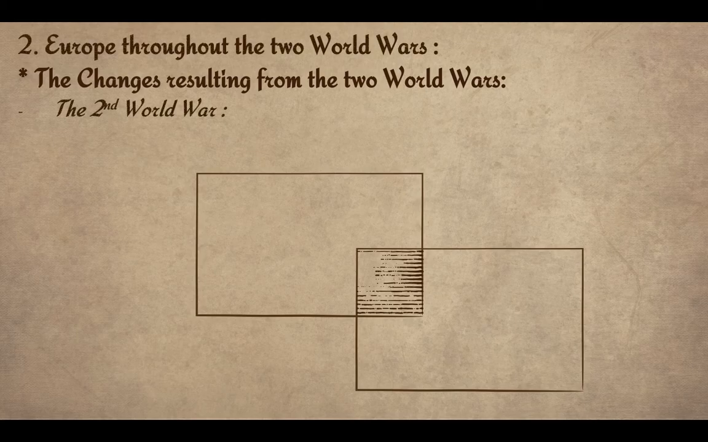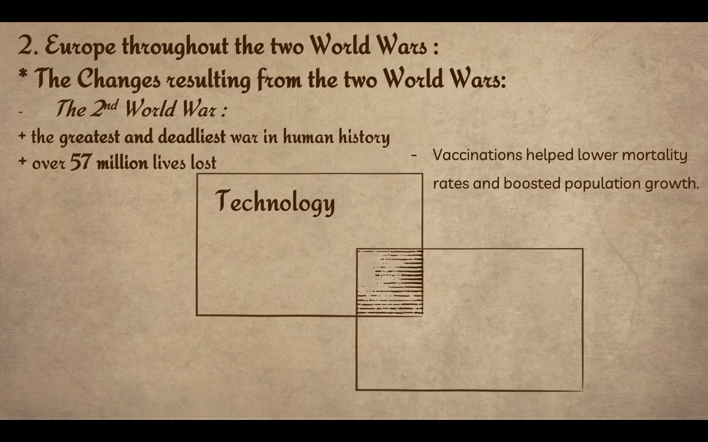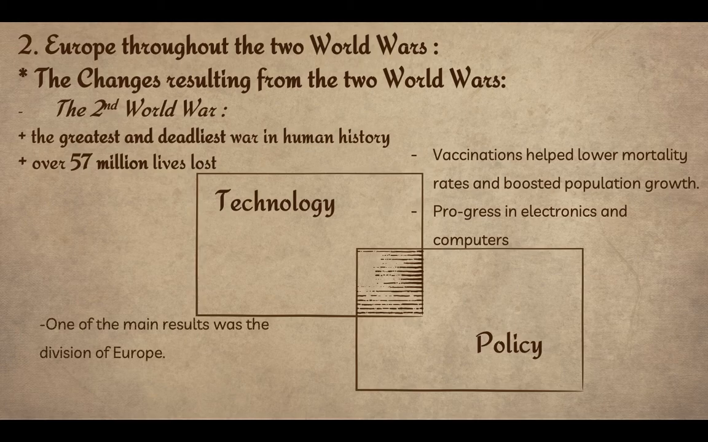The changes in the Second World War. It was the greatest and deadliest war in human history. Over 57 million lives were lost. Like the First World War, the Second World War also brought many advances in technology. Vaccination lowered mortality rates and pushed population growth. There was progress in electronics and computers. About policy, one of the main results from the Second World War was the division of Europe. The US divided Western Europe into a system of containment to limit Soviet power.